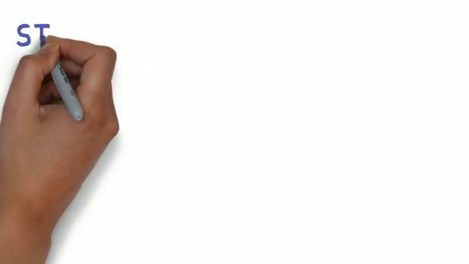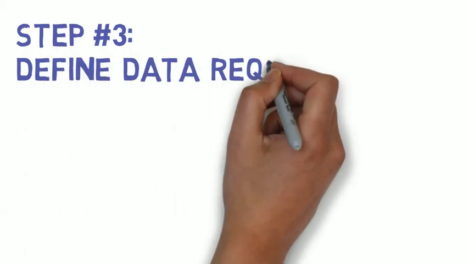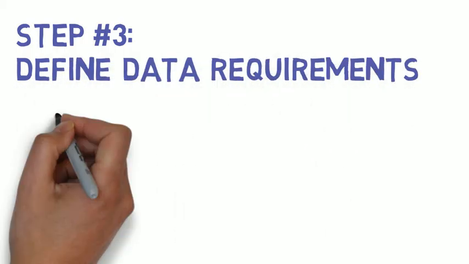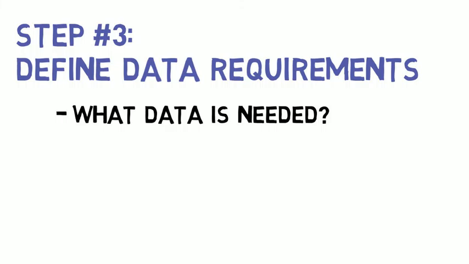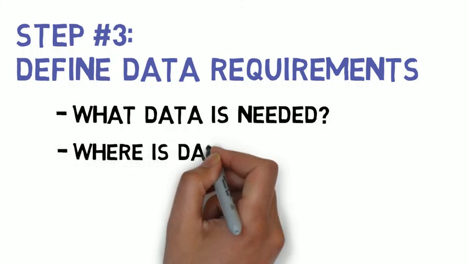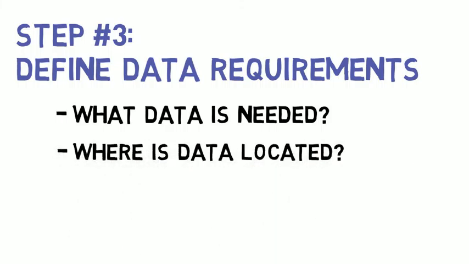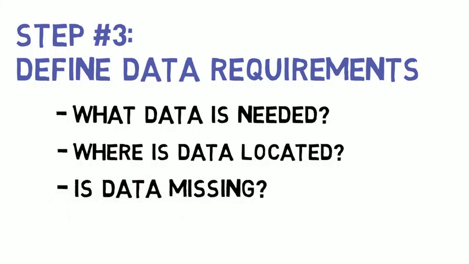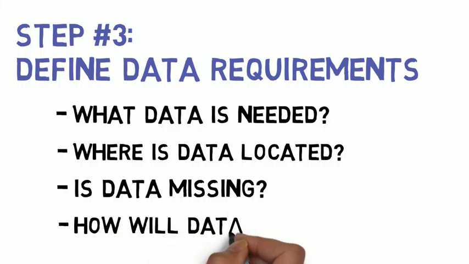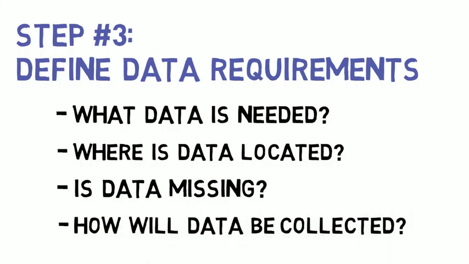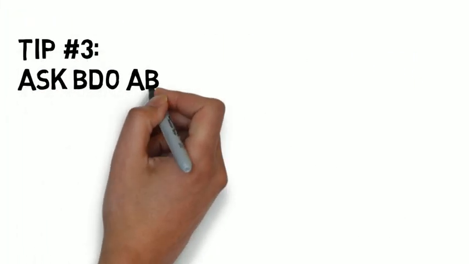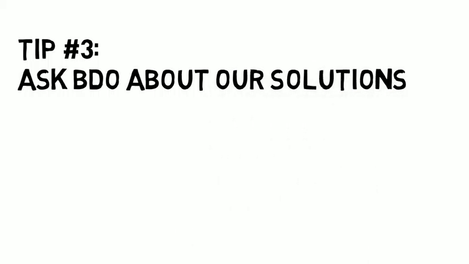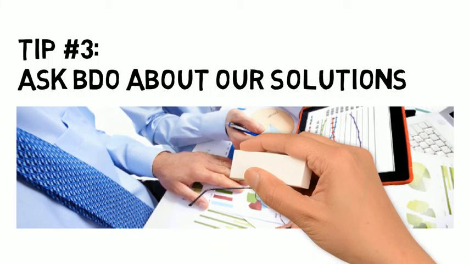Step number 3. Define data requirements. Here's a sample of questions to get you moving in the right direction. What data is needed versus what do we have available? Where is it located? What data is missing? How will this data be collected and maintained going forward? Is there value to integrate and automate the data collection and aggregation for speed, accuracy, and repeatability? Tip number 3, talk to BDO about the agile solutions we have to integrate and automate data collection and aggregation.